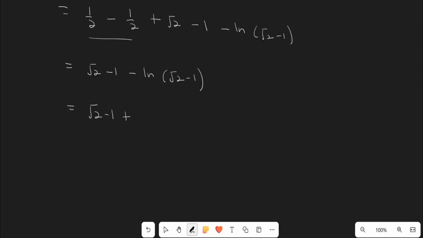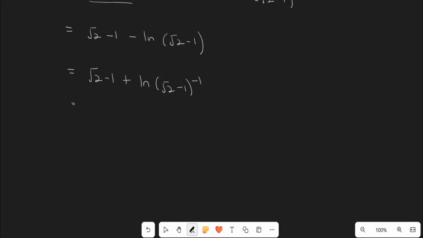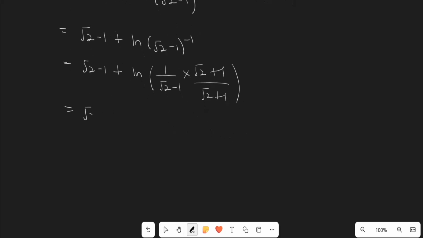And this is plus, this negative here, I can bring it all the way to the power using the laws of logarithm. That is ln of the square root of 2 minus 1 raised to negative 1, like this. And you have root of 2 minus 1 plus ln of 1 over root of 2 minus 1. Then we will rationalize, that is root of 2 plus 1 over root of 2 plus 1. So this is square root of 2 minus 1 plus ln of root of 2 plus 1 all over, this is a difference of two squares, so the square of root 2 is 2 and the square of 1 is 1, like this.